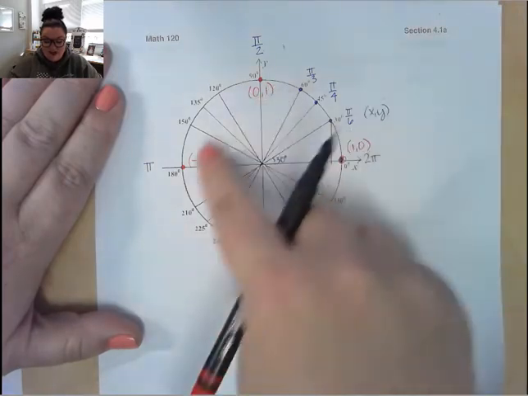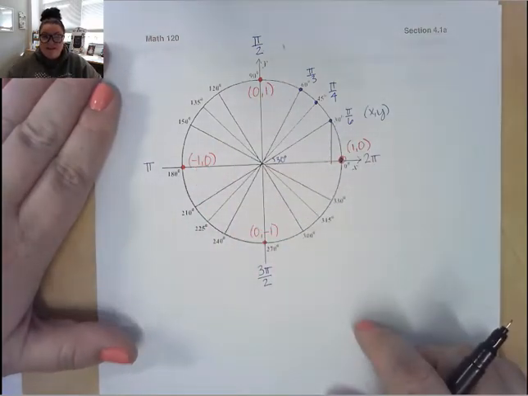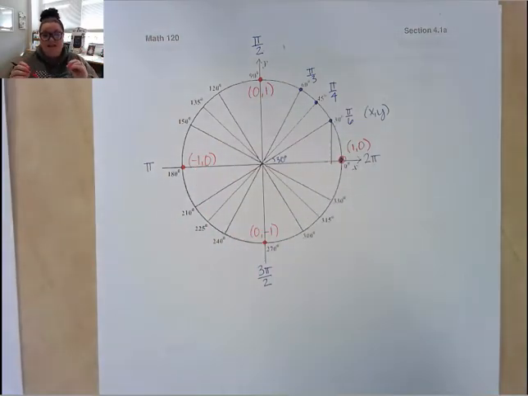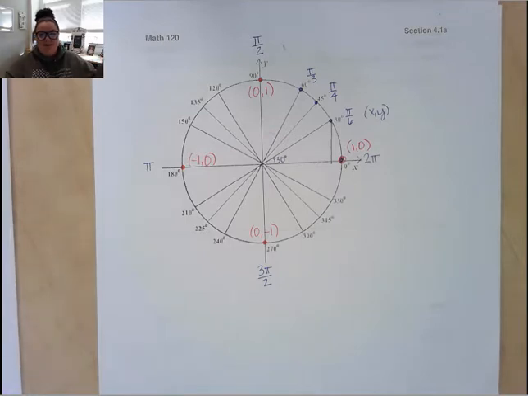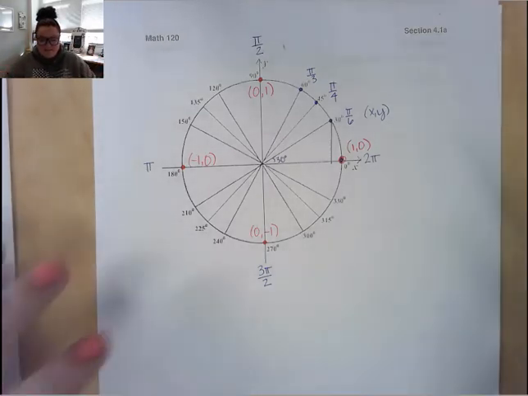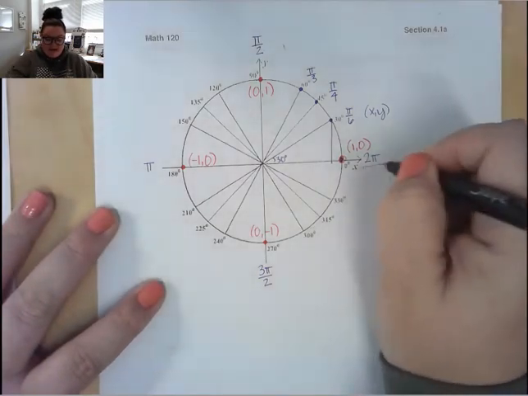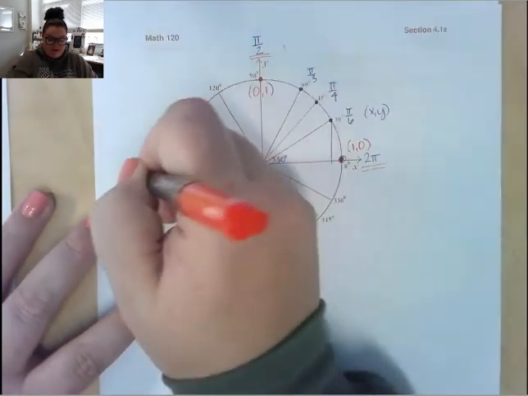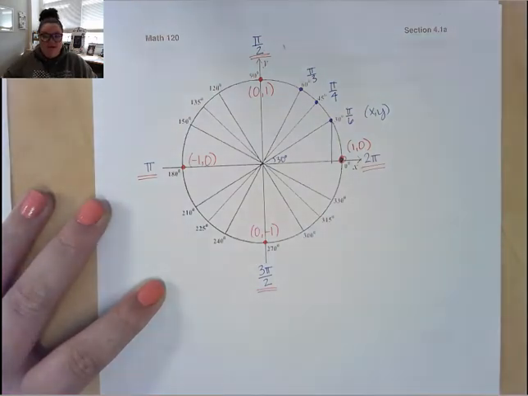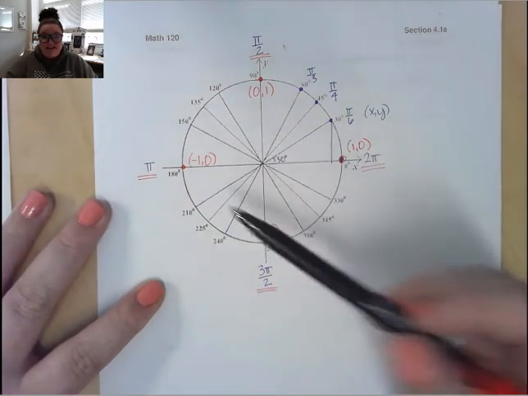And these are a lot nicer x and y values to deal with than the x and y values that are like square root of 3 over something, or 2 over the square root of 2 and things like that. Those come out kind of wonky. So I'd much rather use these nice quadrantal angles because they have nice x and y values.